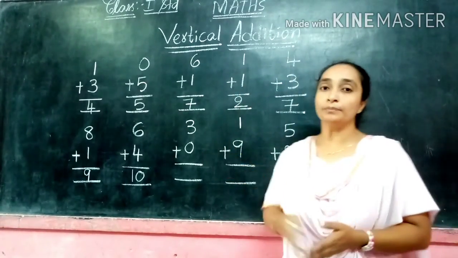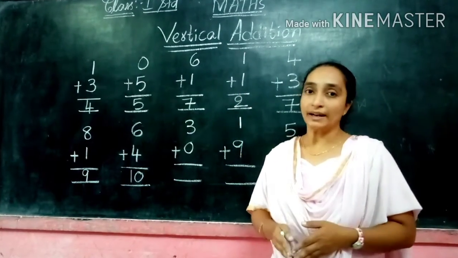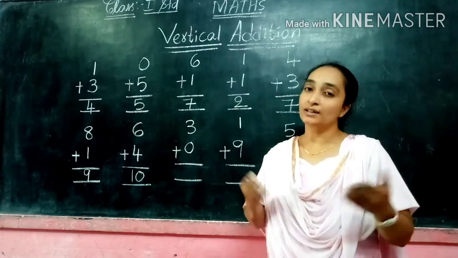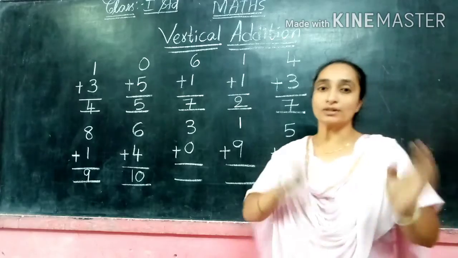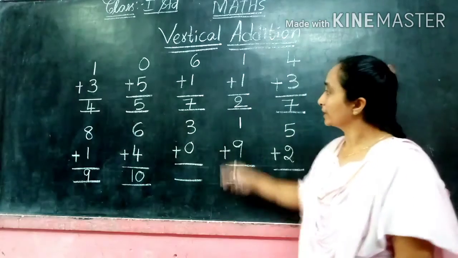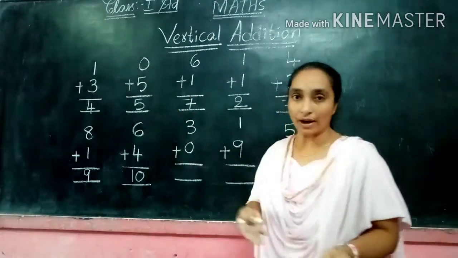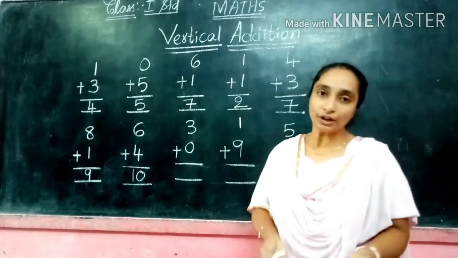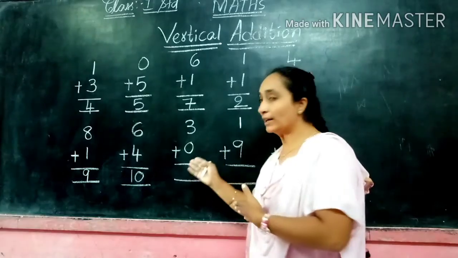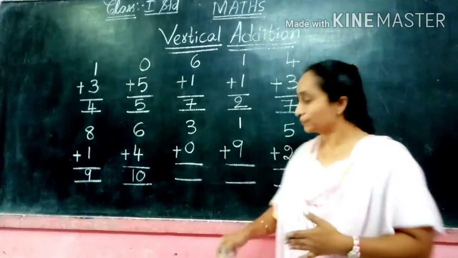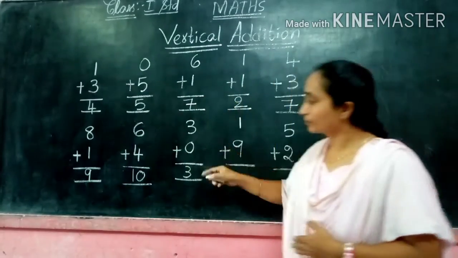Now here 3 plus 0. Adding 0, the answer will be the same. So the same number we will get as the answer. So 3 plus 0 or 0 plus 3, the same. Here we added 0 plus 5, 5 only. 3 plus 0, 3 only. There we are adding the 5, the answer we got is 5. Here we are adding the 3, the answer will be 3.